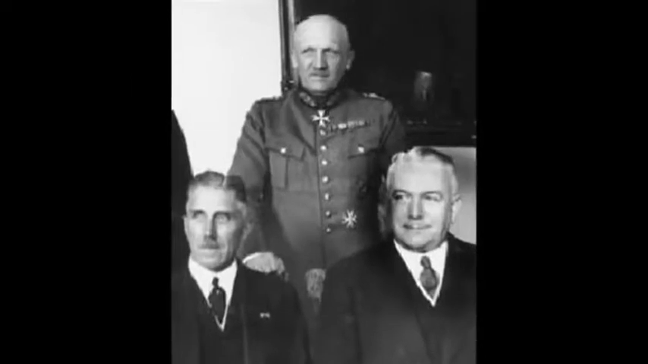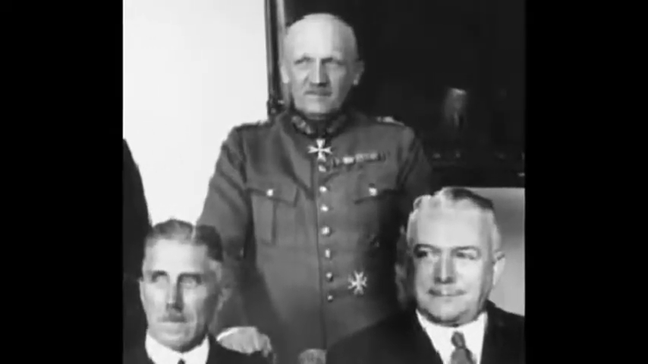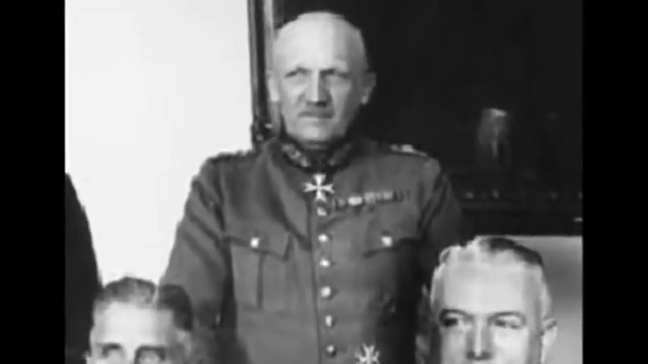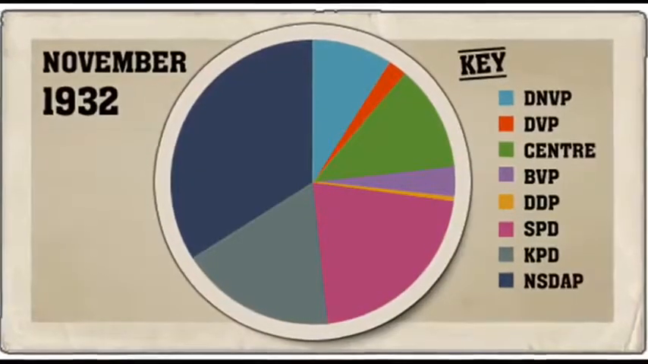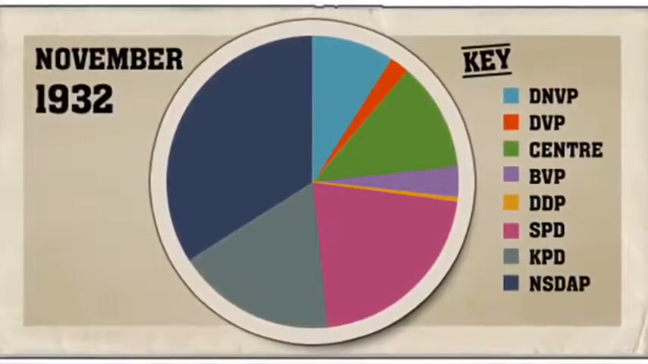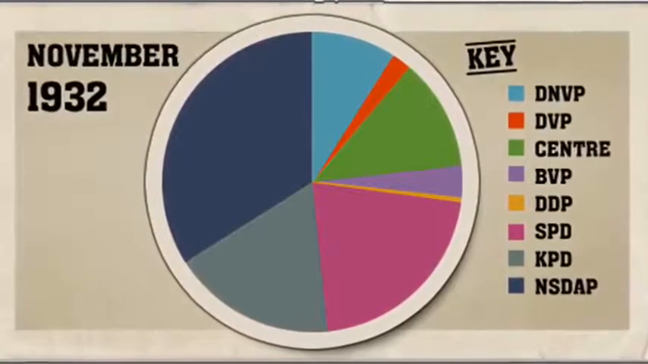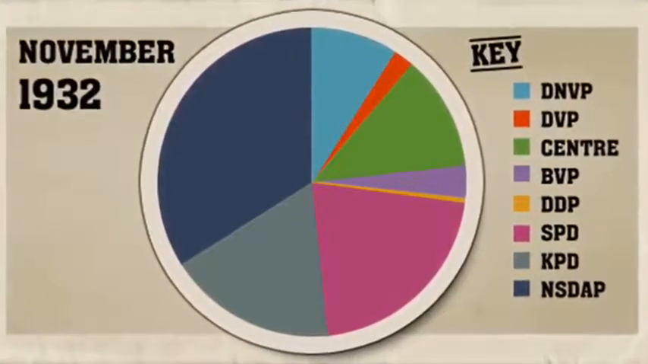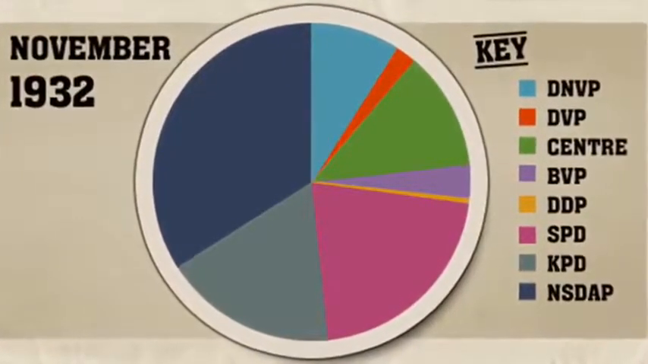Hindenburg, fearful of Hitler, instead allowed the existing Chancellor, Franz von Papen, to continue in the role, although he was replaced by Kurt von Schleicher in December. The problem was that neither von Papen nor von Schleicher had sufficient support in the Reichstag, and so were unable to properly run the government.